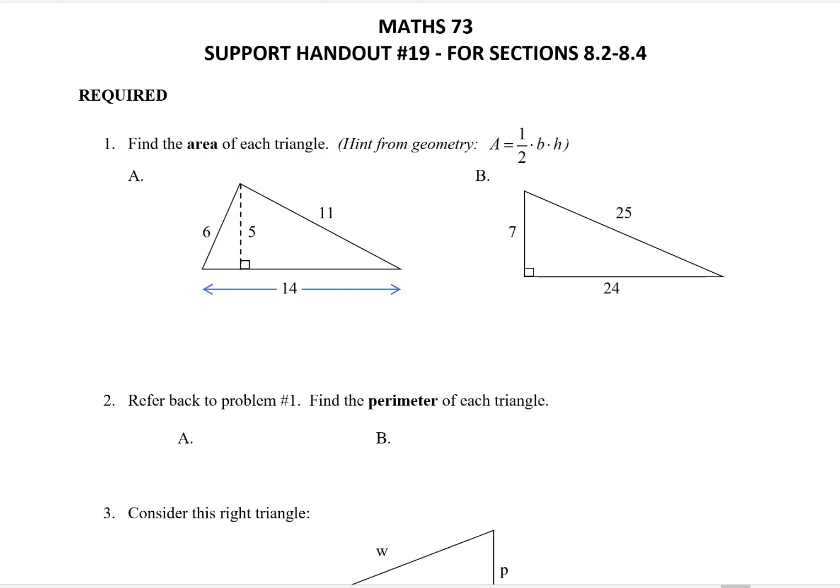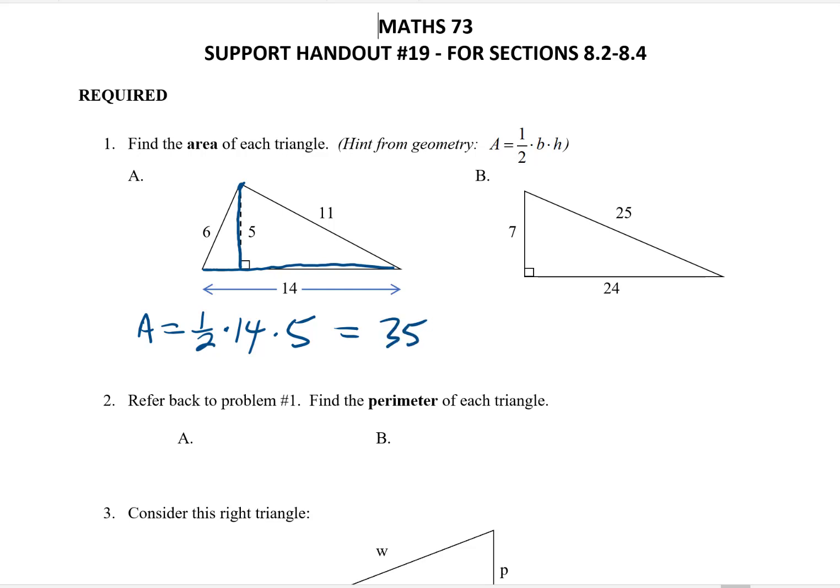Support handout number 19. I want to find the area of each triangle, and we know that the area is 1/2 times the base times the height. So in the first picture, I'll consider this to be the base, the bottom of the triangle. The height would be the perpendicular distance from the opposite vertex down to that side, which we were provided. It's just 5. Well, half of 14 is 7, times 5 would be 35.